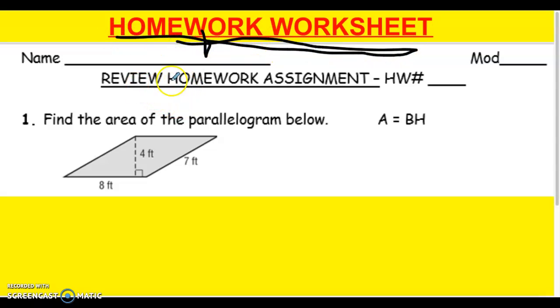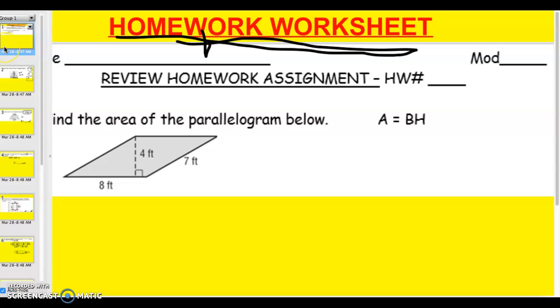I think the only thing that's different is the title of your sheet might be different than mine, but it's the exact same problems. So do the homework as best you can.